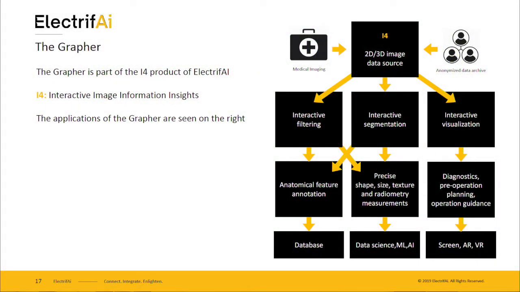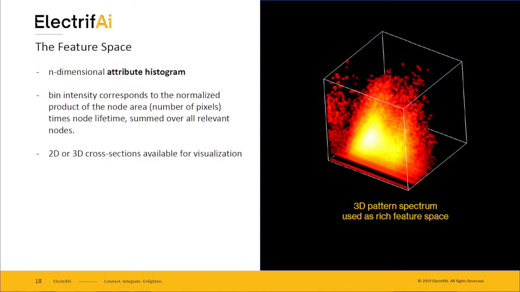So the grapher is part of what we refer to as the I4 technology, and I4 stands for Interactive Image Information Insights. It's a product under development, and this product can take training data if available, but it doesn't necessarily require it. What is essential is that you provide the images of the patient that you're trying to deal with, and it offers three different alternatives: interactive filtering, segmentation, and visualization. Based on this, we can do a whole lot of beautiful things. So that was the grapher.